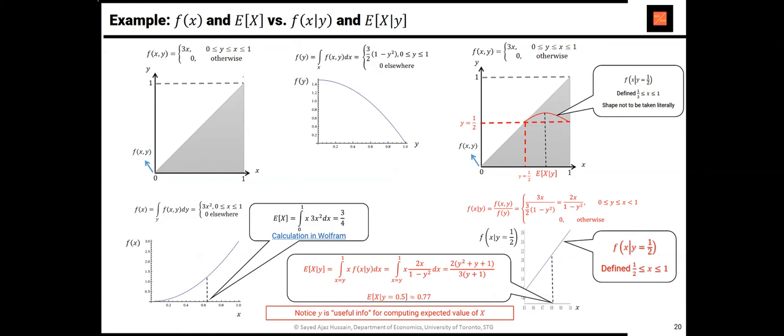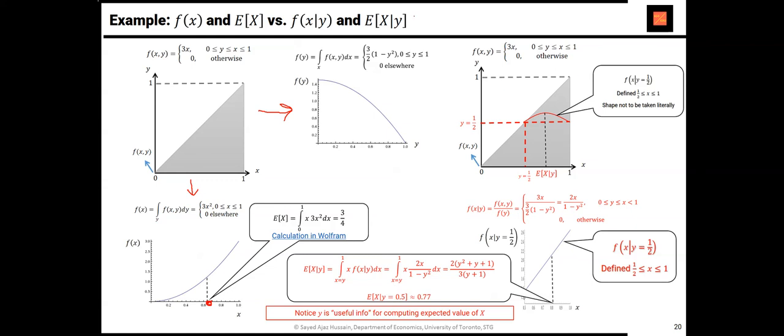From the joint density on the left, you were able to pull out just the marginal density of x, and you already know the expected value of x is 3/4. You were also able to pull out the density of y, and I'm not reporting the expected value here because it won't matter in a few seconds, but what I want to do is come over here.